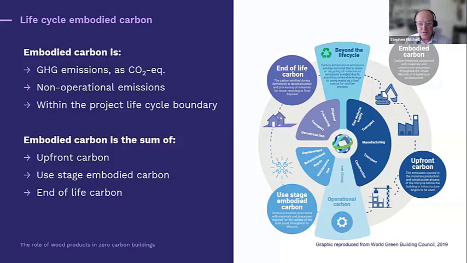So embodied carbon is those greenhouse gas emissions. They're not operational emissions, so they're not from burning gas to heat your home or from electricity to heat or cool your home. And it's the embodied carbon within the building's project life cycle boundary. Now, embodied carbon is the sum of three different types of embodied carbon. You've got upfront carbon, which the Green Building Council and Green Star talk about a lot. You've got the use stage, from replacement of building materials, etc., use stage embodied carbon, and end of life carbon emissions. If you're looking at the whole life cycle of the building, you should really encapsulate all those stages and the emissions associated with each stage.